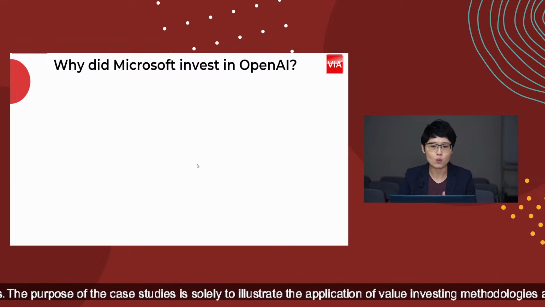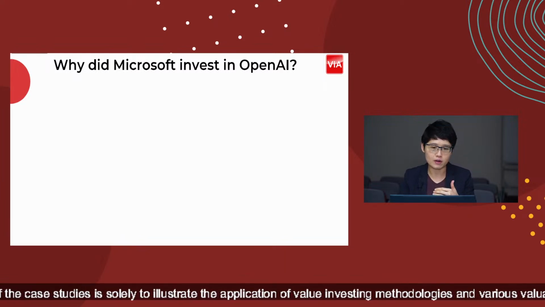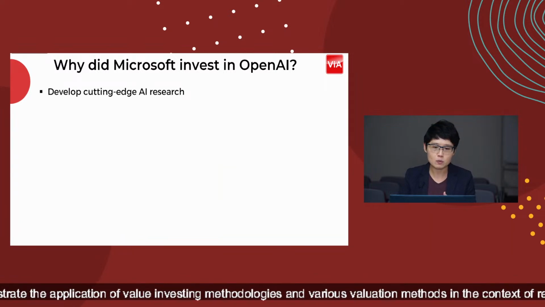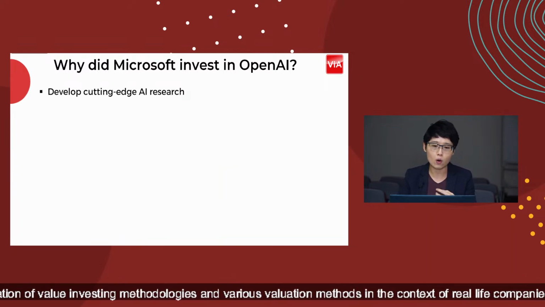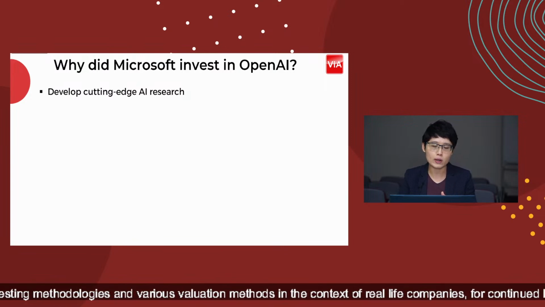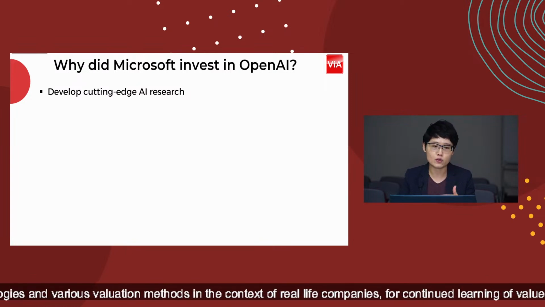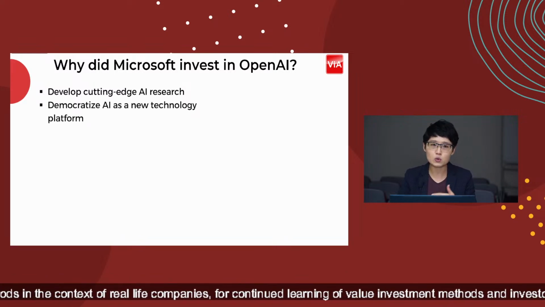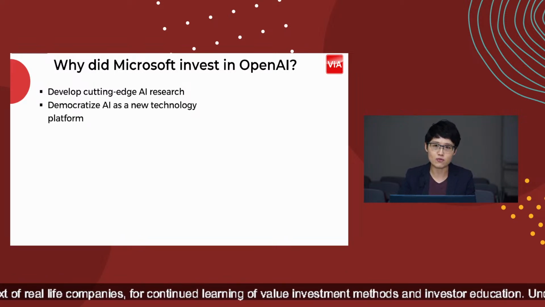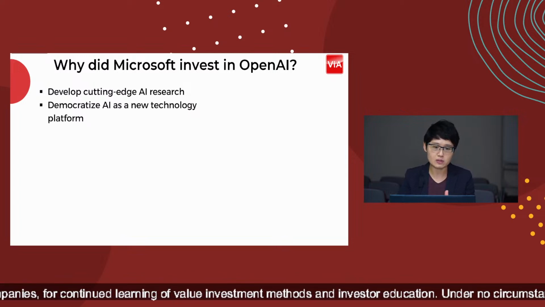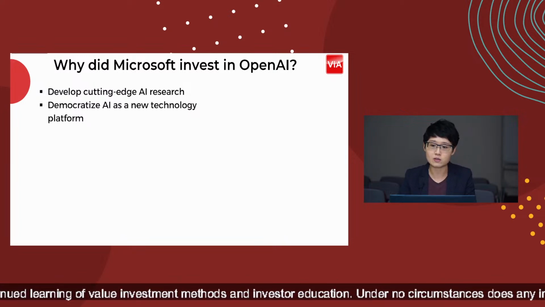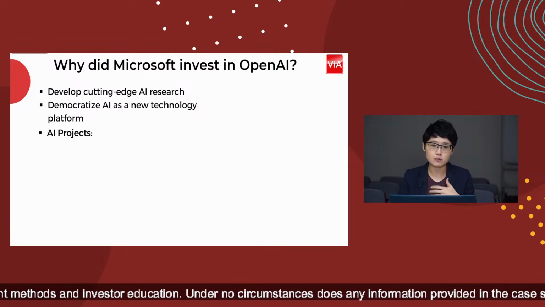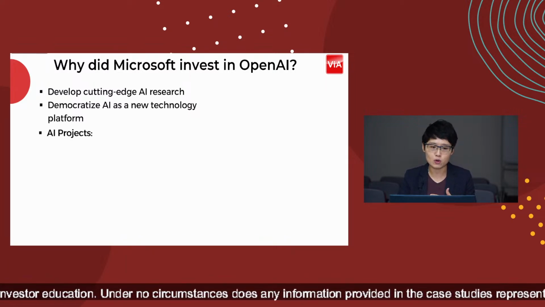Okay, so why did Microsoft want to invest in OpenAI, which is one of the questions we had when Microsoft announced that they are investing 10 billion into OpenAI. Because Microsoft does its own AI research, by working together with OpenAI they are able to further develop more cutting-edge AI research, and also to make AI the new technology platform, which is one of the reasons why Microsoft wanted to invest in OpenAI. So let's look at the AI projects that have been done by Microsoft so far.